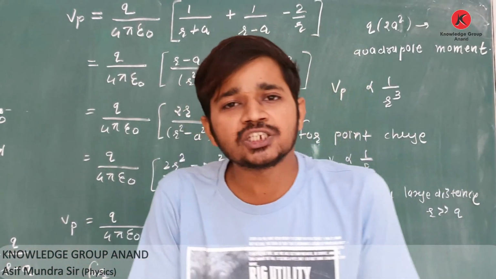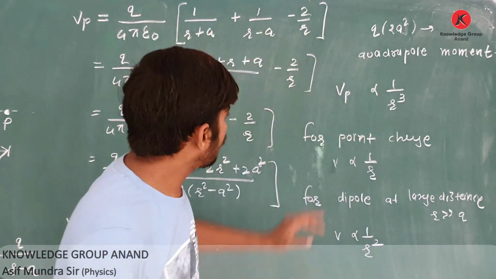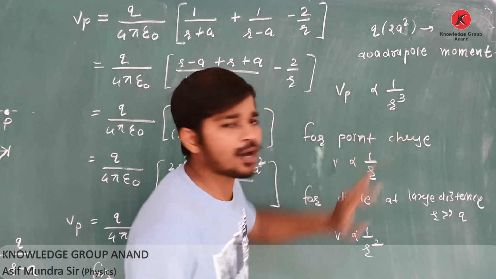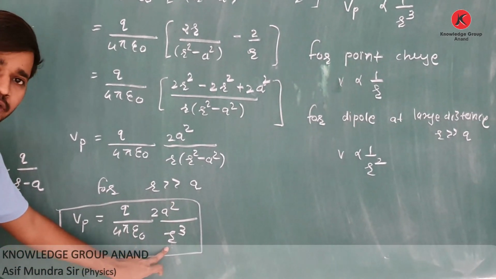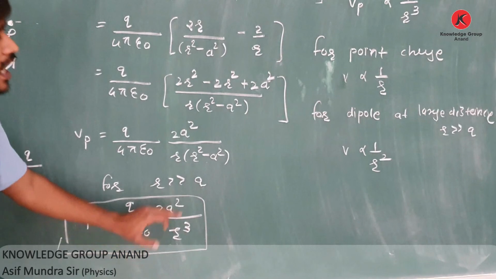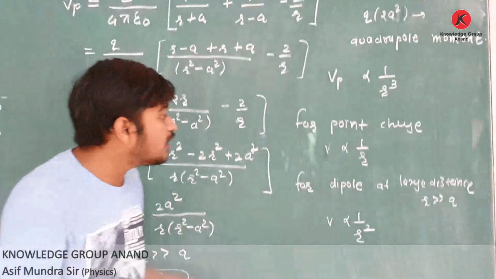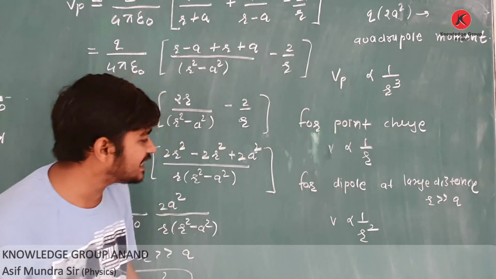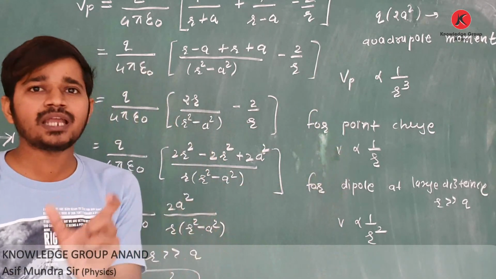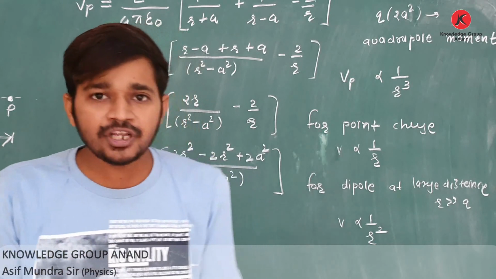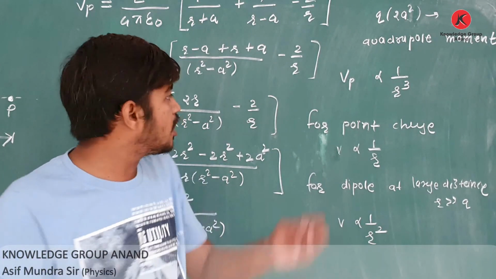Now, again one question: what is the variation of potential for a point charge, for an electric dipole, and for an electric quadrupole? For an electric quadrupole, V is proportional to 1 upon r cube. We have obtained the equation Vp is equal to q upon 4 pi epsilon 0, 2a square upon r cube, so potential varies as 1 upon r cube. For a point charge, V is proportional to 1 upon r. And for a dipole at large distance, that is r very much greater than a, V is proportional to 1 upon r square. Each and every statement is an MCQ. What is the variation of potential for a point charge? For an electric dipole? For an electric quadrupole?